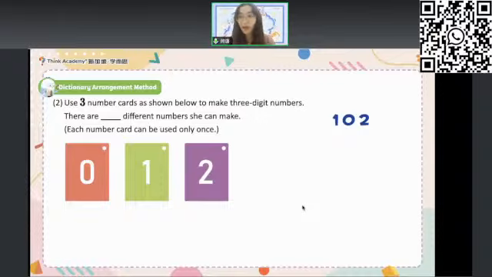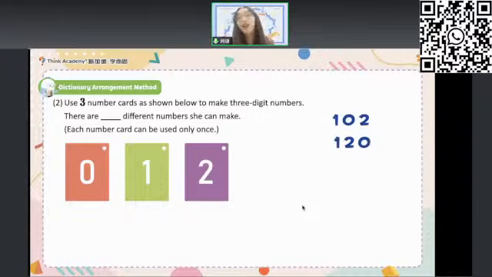So for the first possible number, let's try to list from 102. Okay, then what is the next number? Yes, after 102, what is the next number? Jump to 210, right? No, follow the order. What is the next bigger number? Correct. It should be 120, okay?